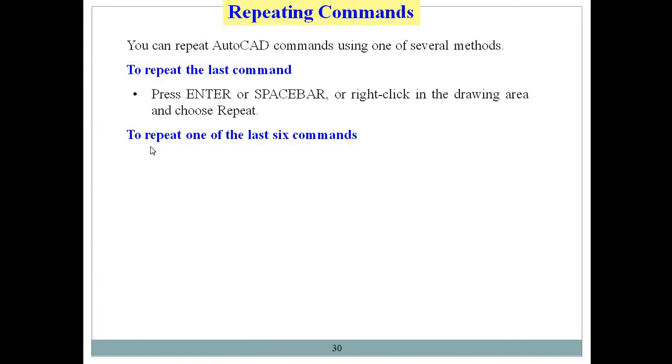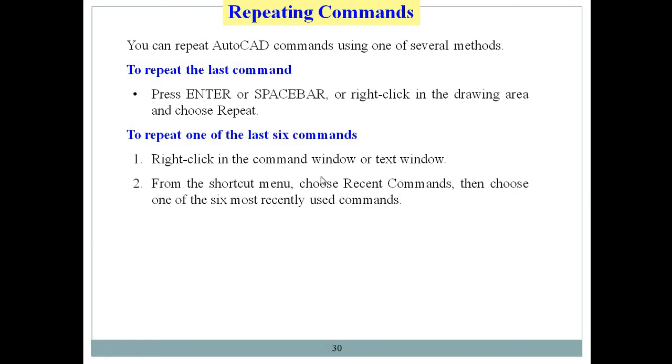Next point is to repeat one of the last six commands. Then right click in the command window or text window. Then we need the shortcut menu, and this shortcut menu is to give commands in the command window. In the shortcut menu we use the command window, and this command window is easy to give recently used commands in your drive.